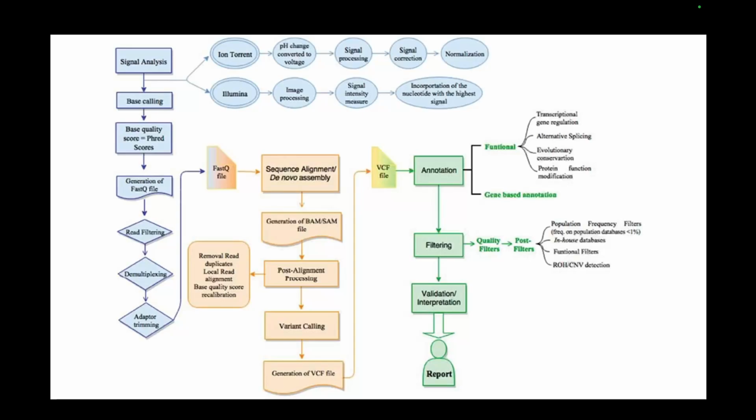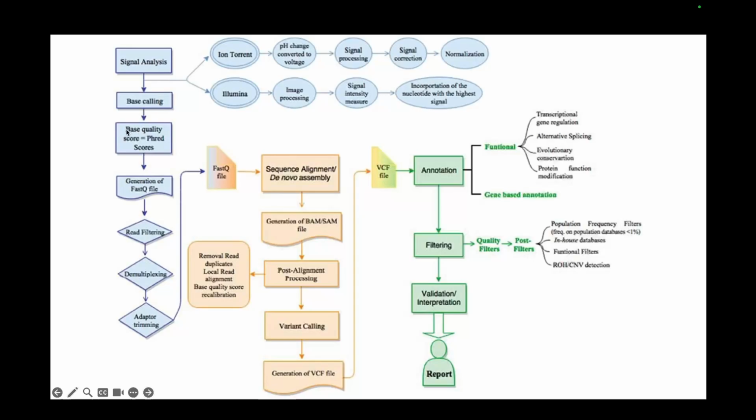The output is given in the form of a signal, and there is base calling software which identifies this signal and allocates a base to it. So if a signal is in a particular format, it will predict it to be an A, a T, a G, or a C, depending on the different signatures of these bases and how each individual base gives out its signal. So you have the base calling software here. After that, we'll go through these today mainly.